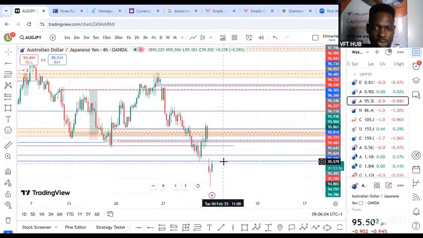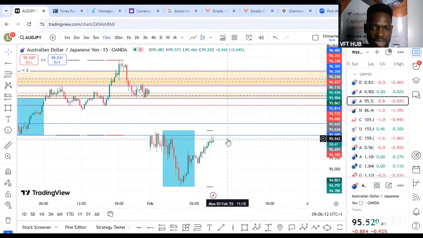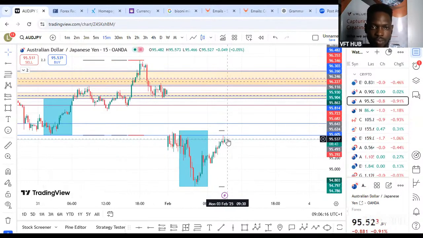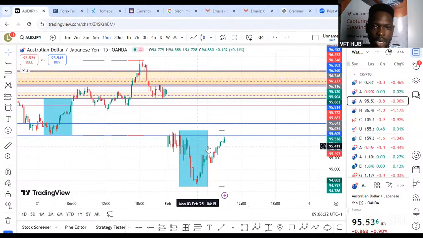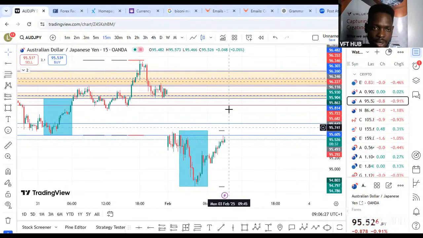Then we can now go to the lower time frame to look for a buy opportunity to follow through to the upside. If you check the 15-minute time frame, there's no signature for any trade yet, and I think that is across board for all the pairs. So there's nothing yet until we see price push all the way to clear or cover up all this gap that happened during the weekend.